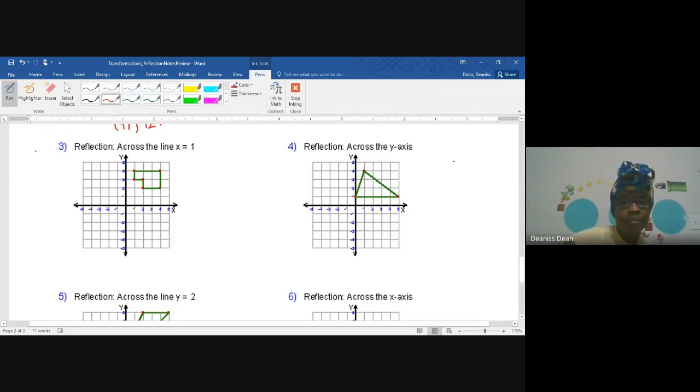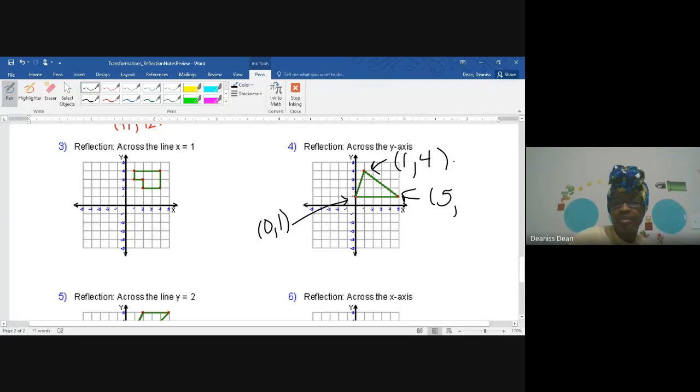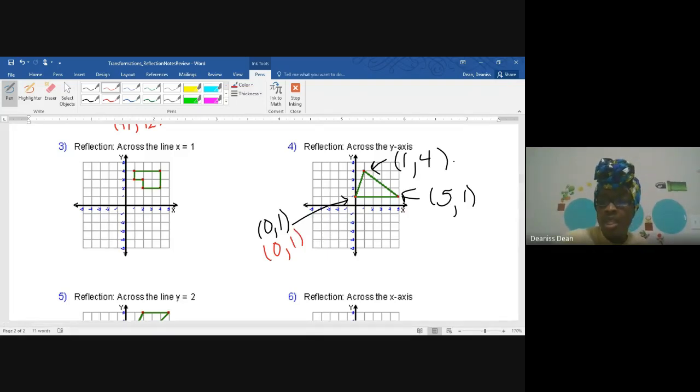So here, my points are going to be 0, 1, 1, 4, and 5, 1. When we reflect it across the y-axis, remember the x value changes sign. So x on this one stays at 0. So it's going to stay 0, 1 because it's actually on the y-axis. I can't reflect across the y-axis if I'm on the y-axis. This one is going to be -5, 1 because we changed the sign.